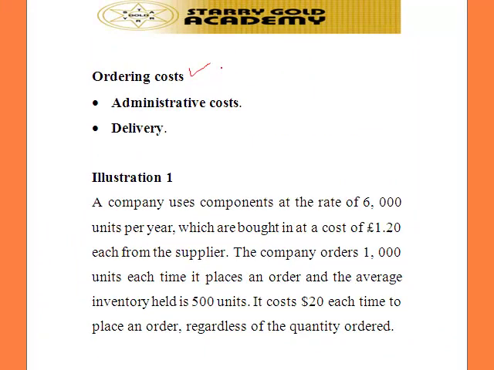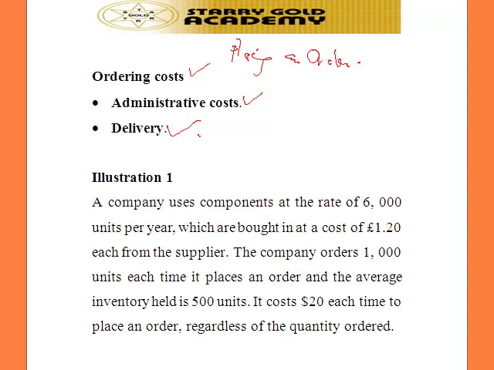Then secondly, we have ordering cost. This is the cost of placing an order. So please take note. The cost of placing an order includes the administrative cost of the ordering department, the delivery cost, and the transportation cost is part of ordering cost.